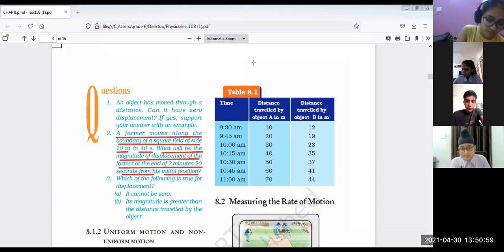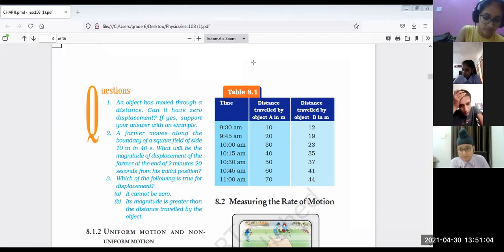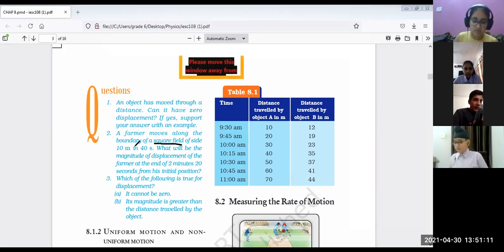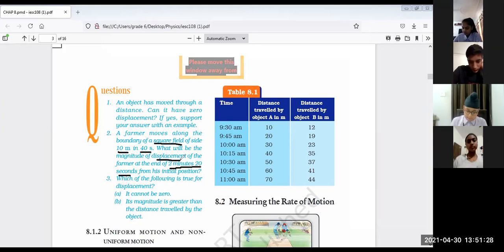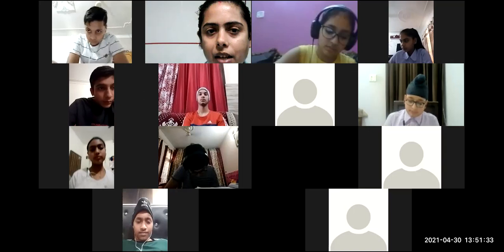Square field है. Let's read the question again. Let's underline the important keywords given in the question. So you have a square field. Side is given 10 meter. You know कि square field है तो चारों sides बराबर होंगी. So it is going to be 10, 10, 10, 10. One round is taken in 40 seconds. 2 मिनट 20 सेकेंड के बाद कितना डिस्प्लेसमेंट हुआ? You have to find that. Magnitude of displacement. चलिए, let's take you to the screen.